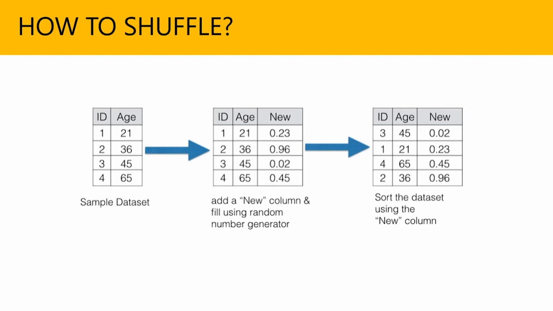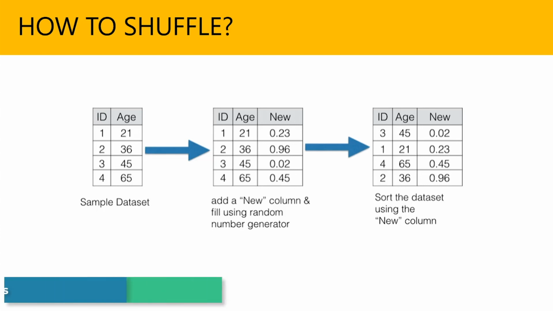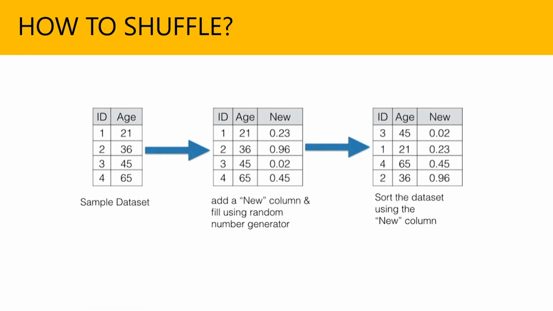How to shuffle? Let me give you a very simple example so you have an idea. Starting from the left, you have the sample data set, which has two columns, ID and Age, and about 4 rows, 1, 2, 3, and 4, with respective ages shown in the sample data set. Now, in the middle part, you add a new column and fill it using a random number generator. So here you are presented with the sample data set again, and in the middle part, you create a column which is a random number generator.